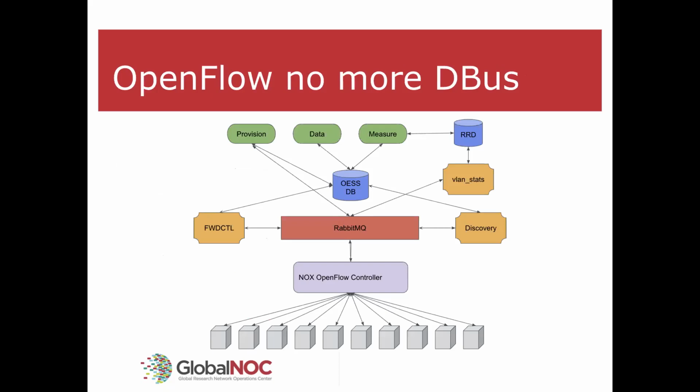So the first change we made here was taking dbus out of the mix. The diagram looks the same, except that we've switched everything to using RabbitMQ, or the AMQP protocol, instead of dbus for all of our message passing, which truthfully is way simpler than the dbus signatures were. Dbus signatures were very difficult for us to keep accurate whenever we were making changes. So RabbitMQ actually made life a lot simpler.